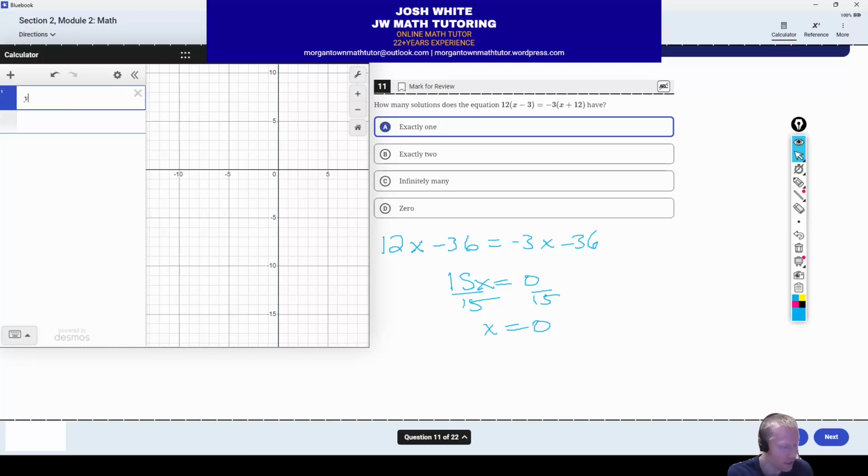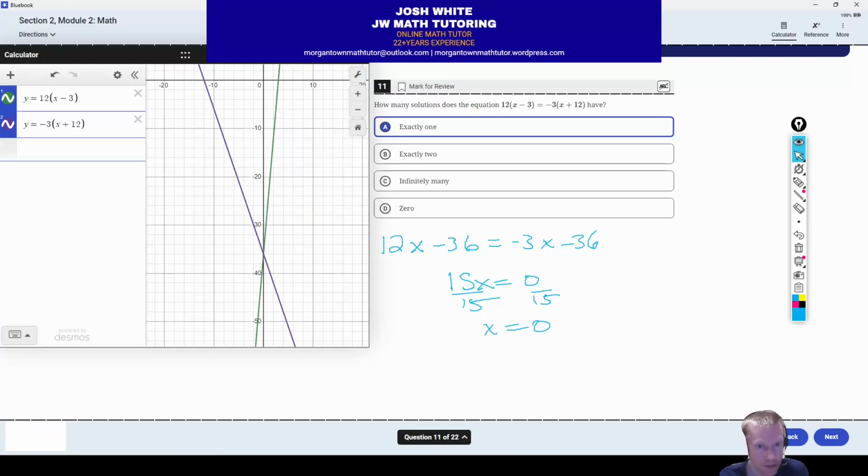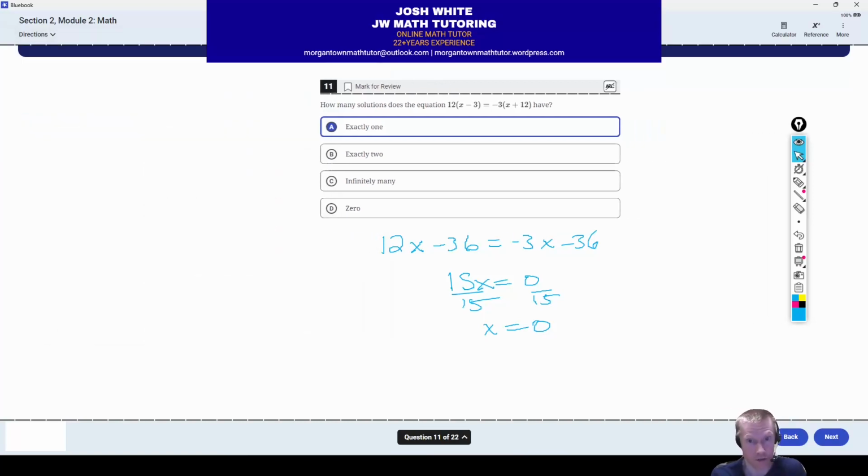I technically like to type y equals the left side and y equals the right side, because that will show, if it is a true no solution, it'll show two parallel lines. If it is an infinite solution, it will show the same line on top of itself. So we can see here, okay, this is true. There is one solution to this equation, and it's right here. Again, x equals 0, what we found earlier. So yes, just confirms correct answer is letter A.